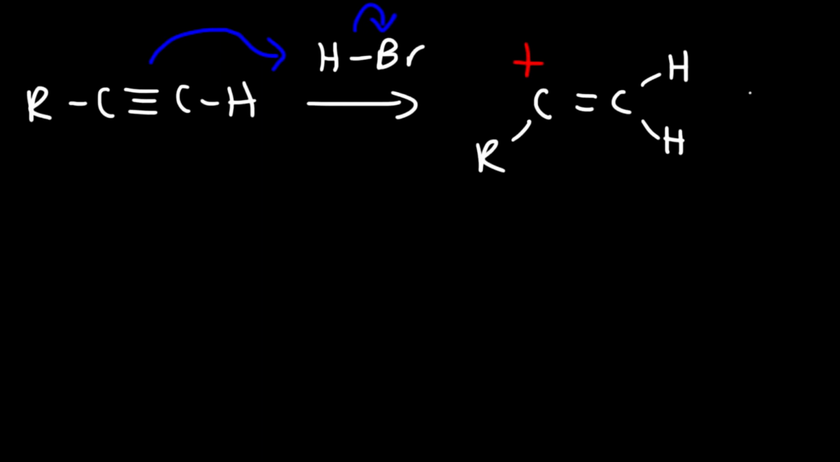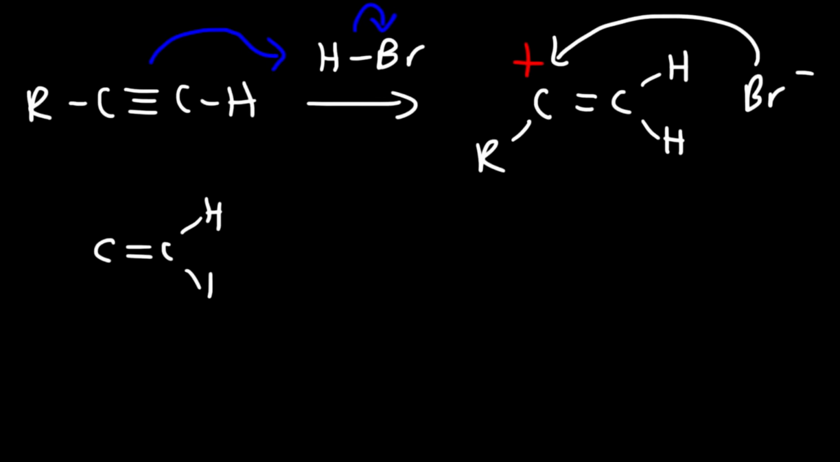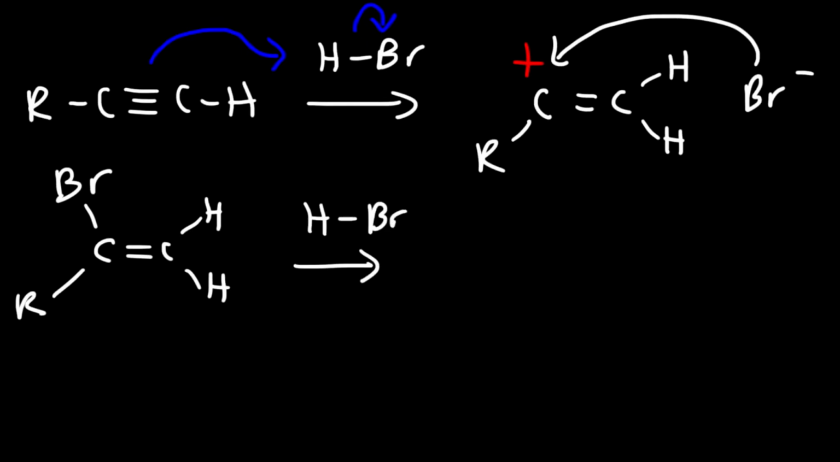And then in the second step, the bromide ion could attack the carbon with a plus charge. And so what we have here is the vinylic cation. And this is going to give us this product. Now let's react this with HBr again. So the double bond is going to attack the hydrogen, expelling the bromide ion once again.